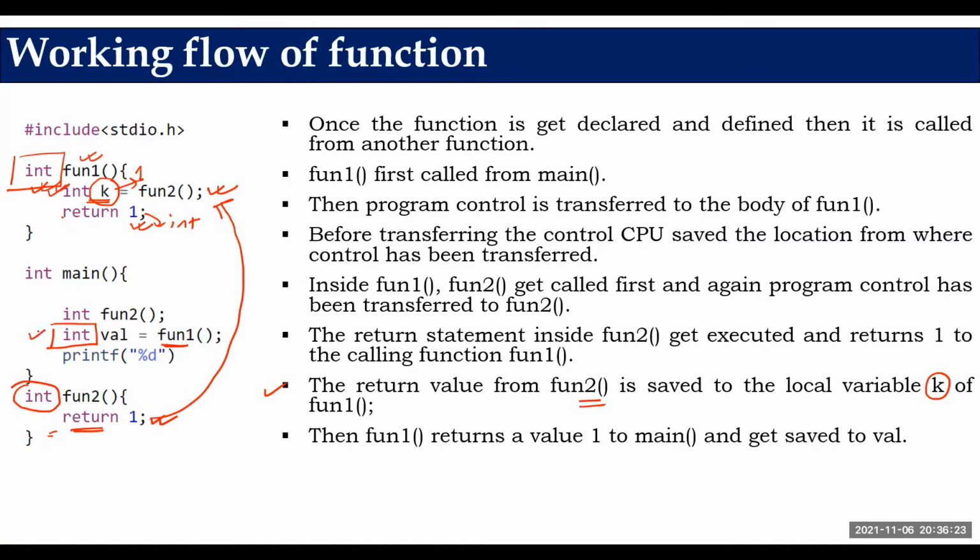What is the type of val? Integer. What is the type of value we are returning from fun1? Integer. What is the return type in the header of fun1? Integer. There should be similarity. So the value of val is saved here.